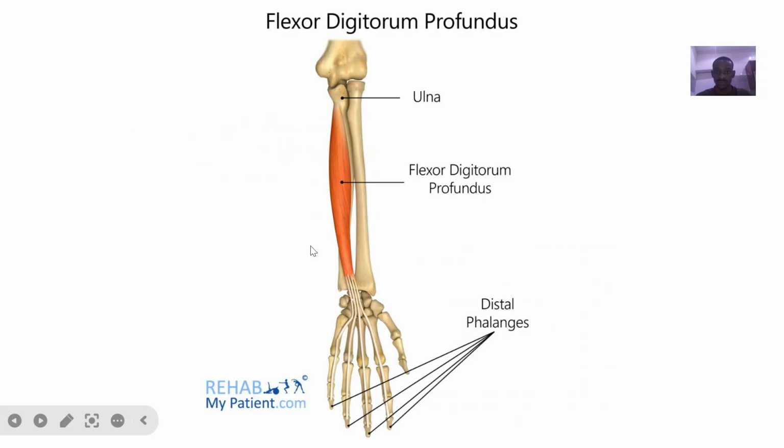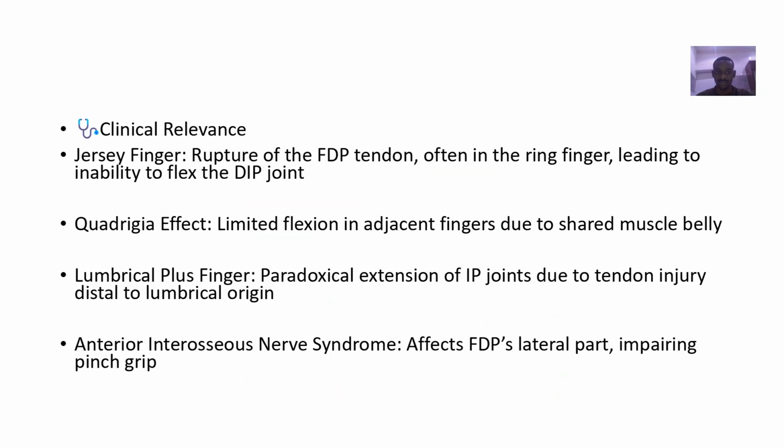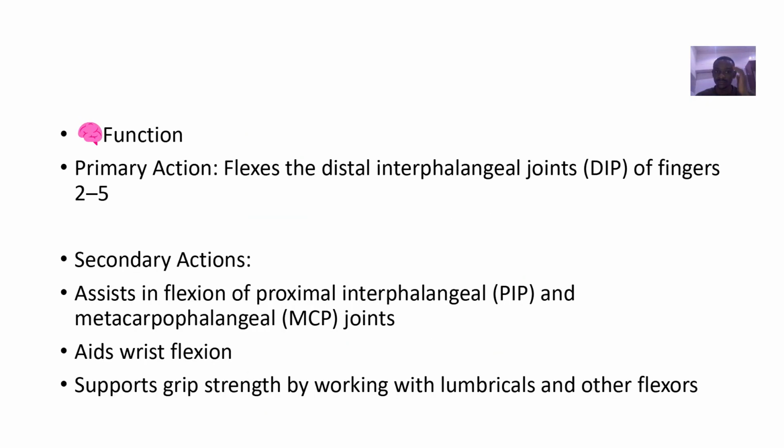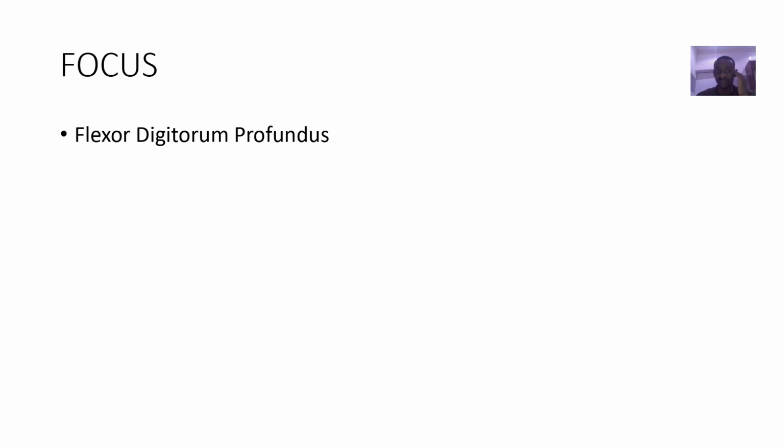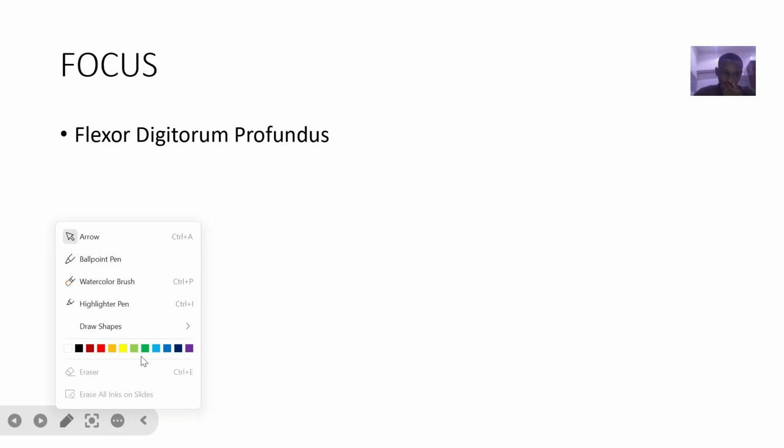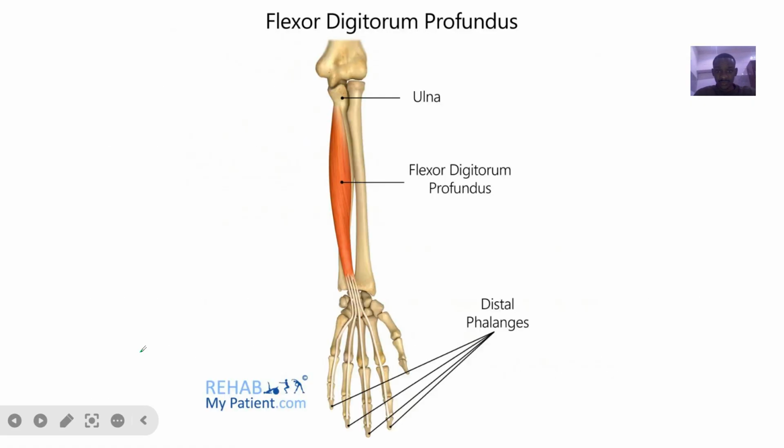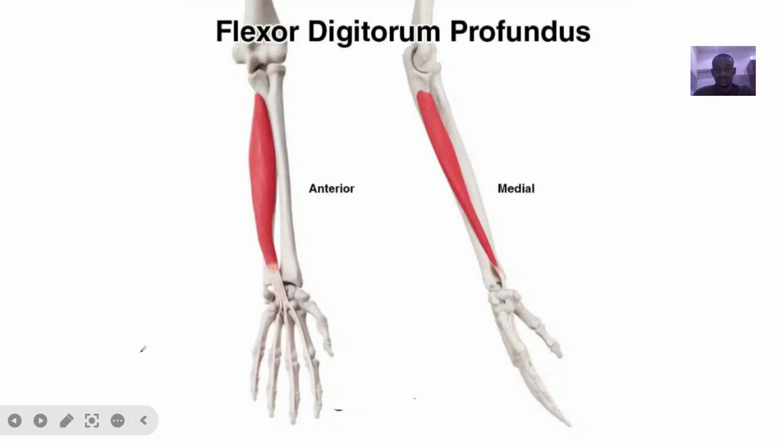Okay, so for the next muscle we should be discussing, this is what is known as the Flexor Digitorum Profundus. Flexor Digitorum Profundus. So for this muscle, you could see where the muscle is. Alright, you can see the anterior, the medial side.